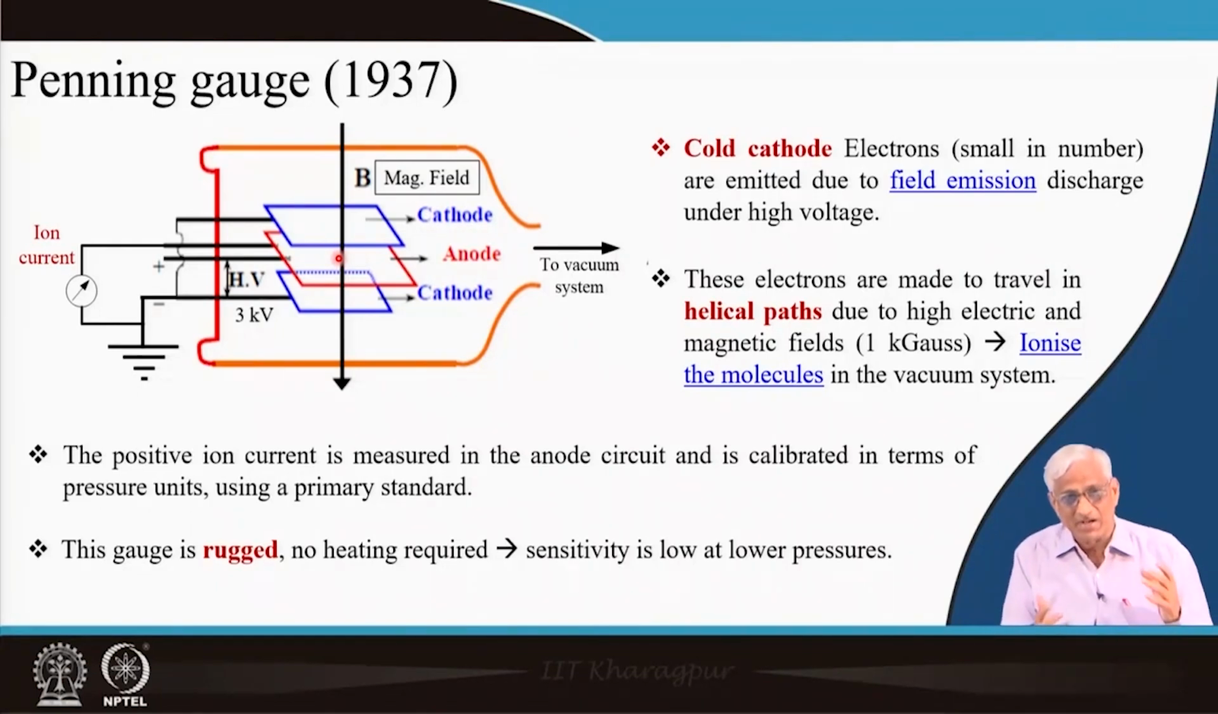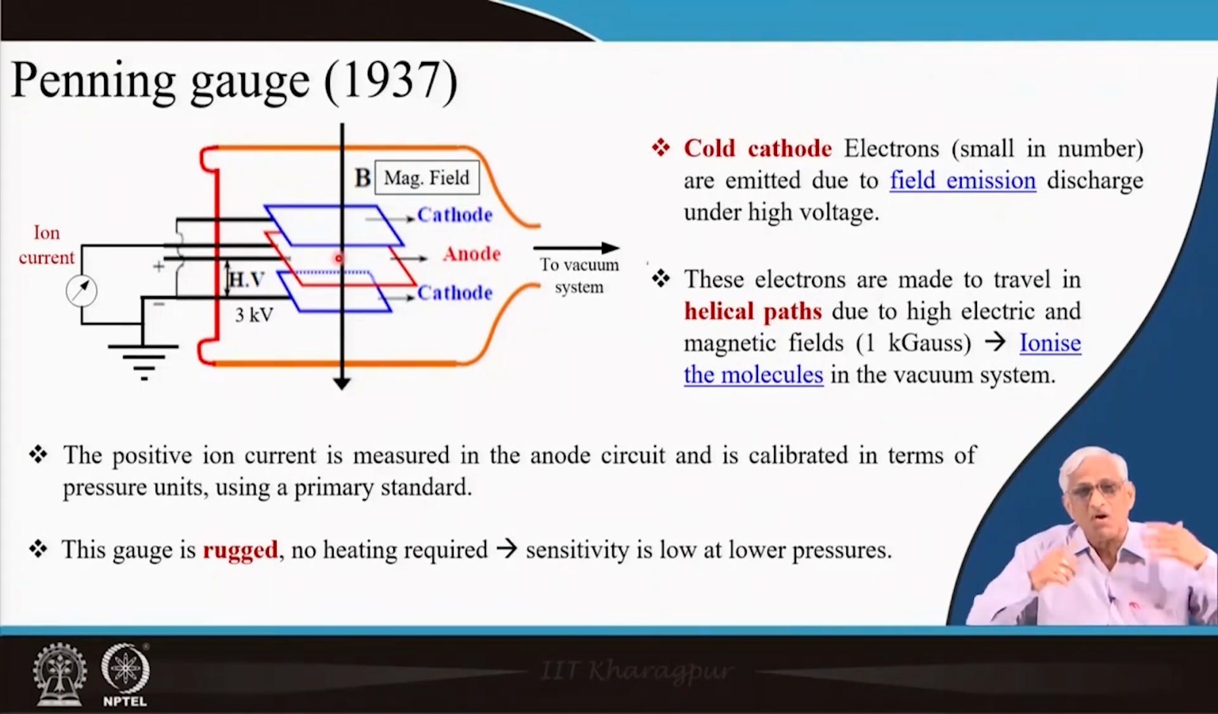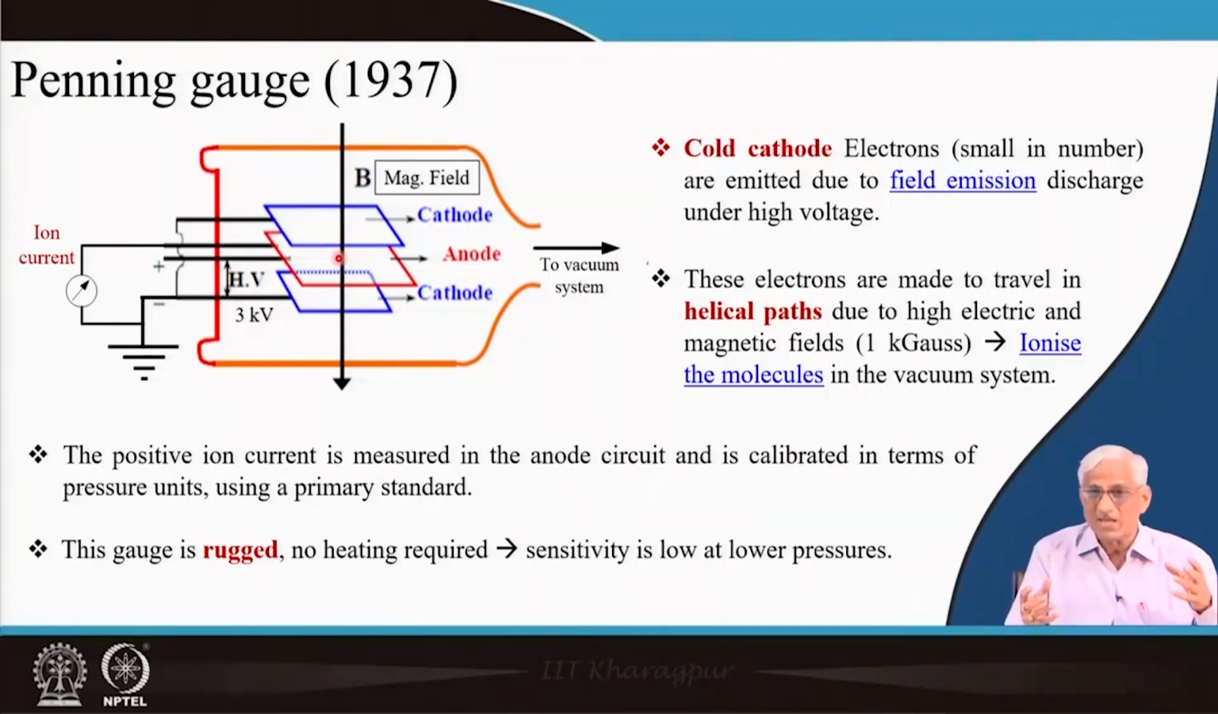Okay. These emitted electrons, because of the high voltage, are confused by the magnetic field, and they will take a lot of time to go to the anode. In the process, they will come across lots of atoms, and they will ionize them. So, the ion density will be proportional to the number of atoms per unit volume, and that is proportional to pressure.